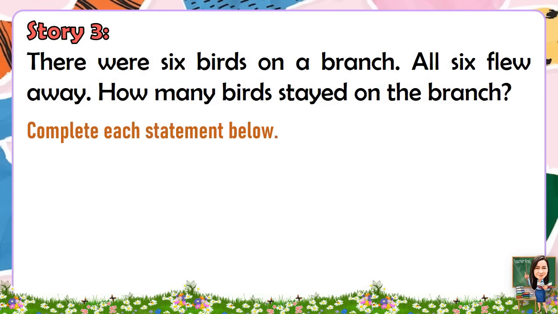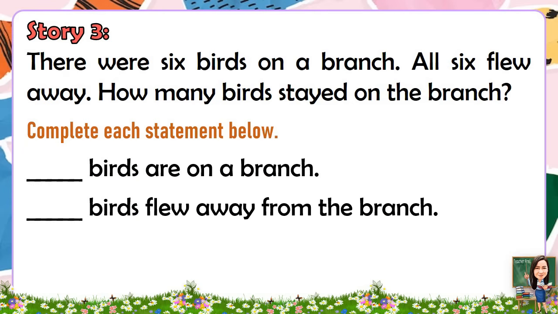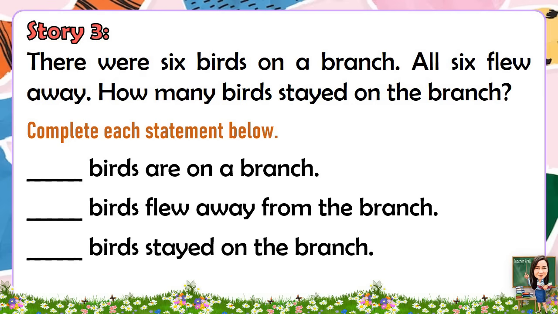Complete each statement below. Blank birds are on a branch. Blank birds flew away from the branch. And blank birds stayed on the branch. According to the story, 6 birds are on a branch. 6 birds flew away from the branch. Therefore, 0 birds stayed on a branch, or no more birds stayed on a branch.